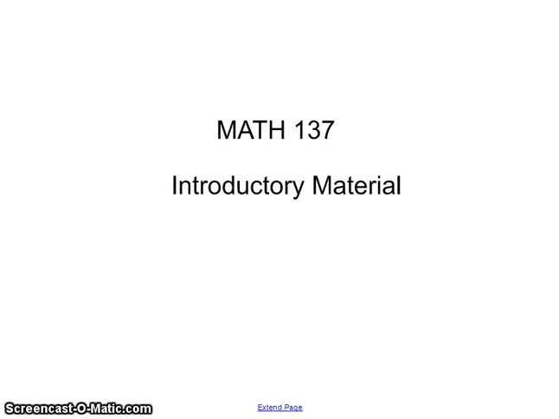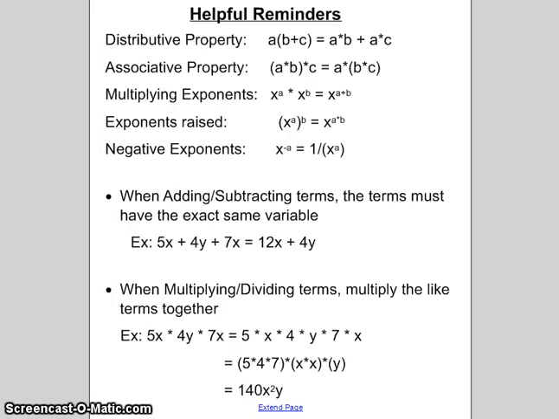So in this video we're going to look at some of the introductory material review. Here are some of the major helpful reminders that you'll find, some of the different properties, as well as just some things to help you remember. Like when we add and subtract terms, the terms have to be identical for us to actually add or subtract the coefficients. For example, when I look here at, I have a 5x and a 7x, they both have x, so that becomes 5 plus 7 is 12. But I can't add 12x plus 4y because they have different variables.